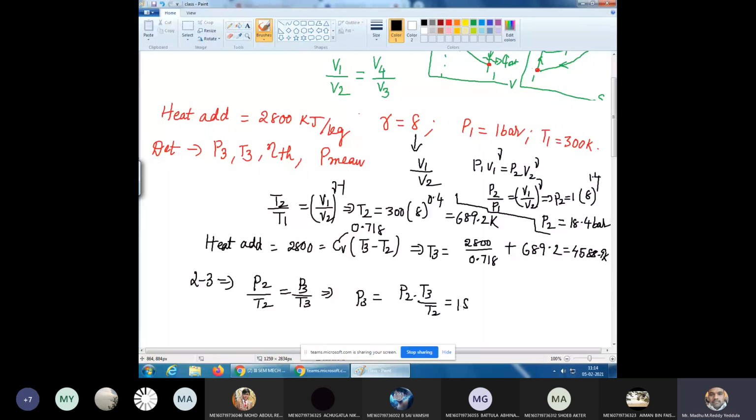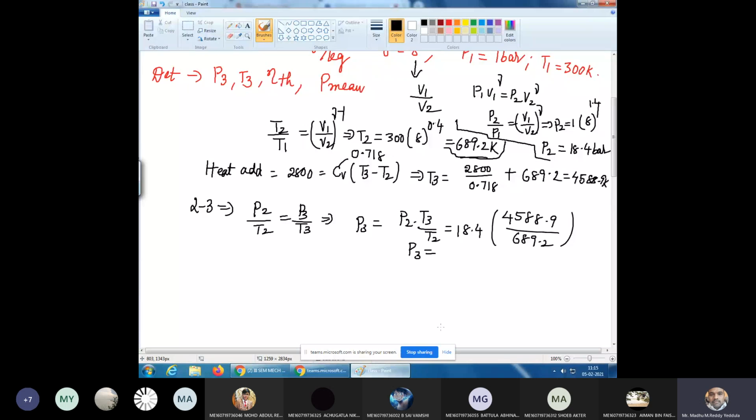P2 value I got as 18.4 into 4588.9 divided by T2. How much did we get? T2 is equal to 689.2. This is T2. Now, first, what I am doing is finding all the parameters at each and every state point. I am finding pressure and temperature. If you know pressure and temperature at all the state points, nothing else is left, just substituting the values in the formula.